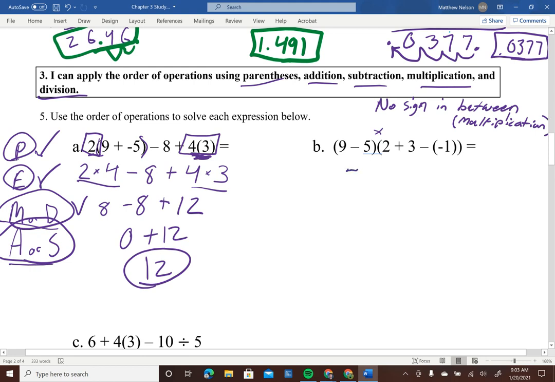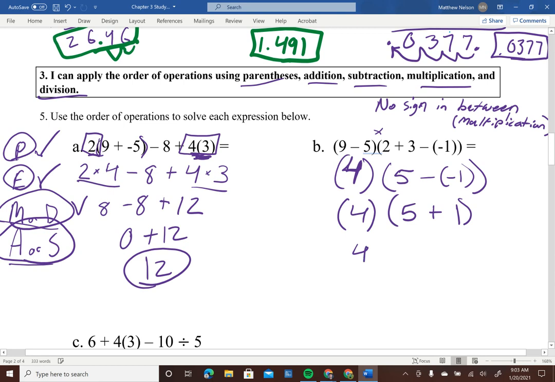So we have 9 minus 5 gives us 4 inside of those parentheses. And then we have the other set of parentheses, 2 plus 3, which should be 5, minus negative 1. And let's just remember that subtracting negative 1 is going to be the same thing as adding positive 1. So it's really 5 plus 1 if we wanted to rewrite it. And 5 plus 1 gives us 6.